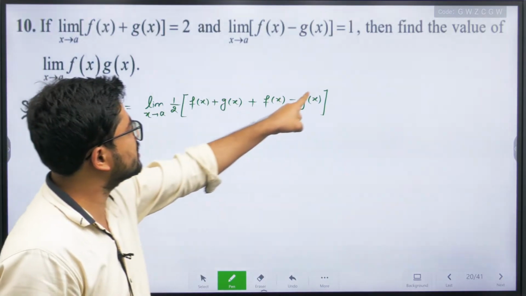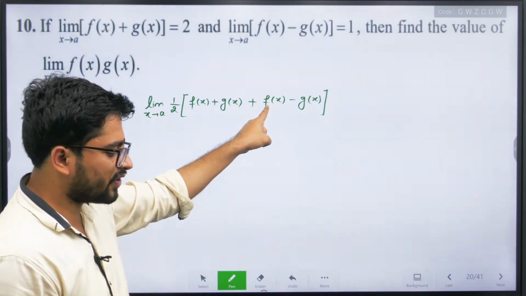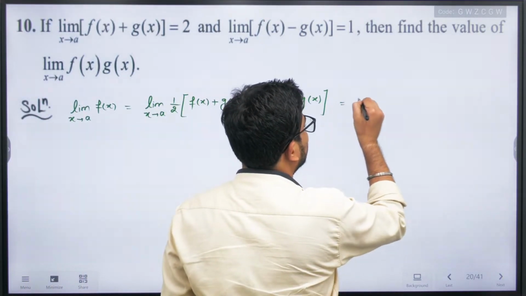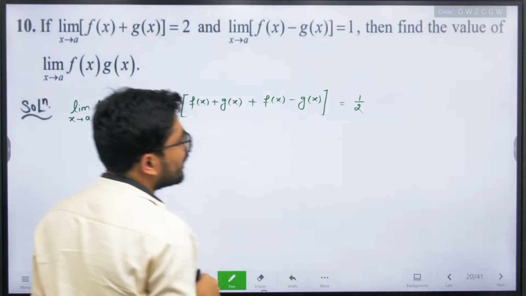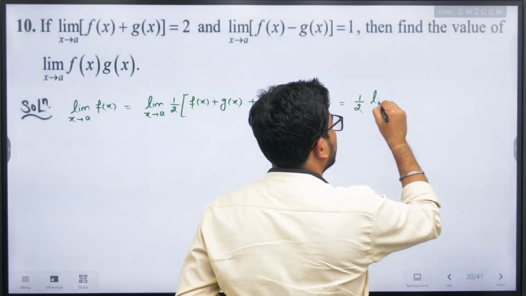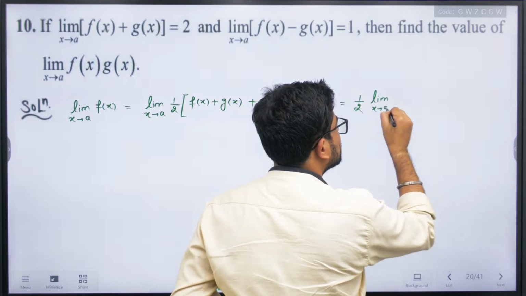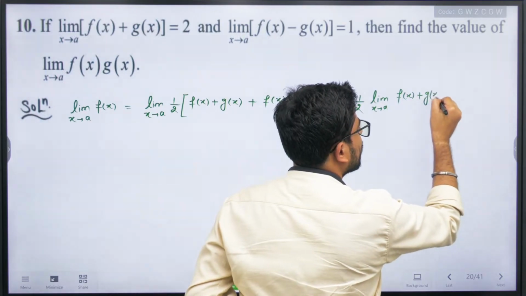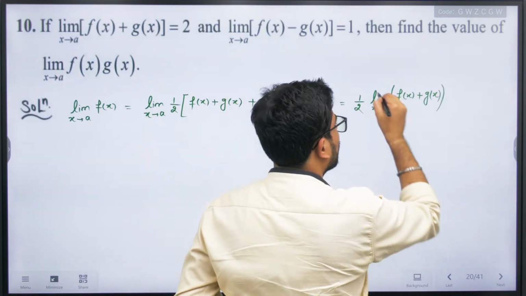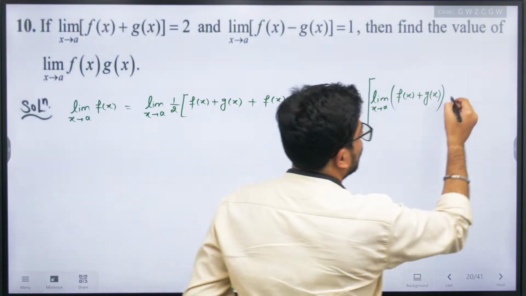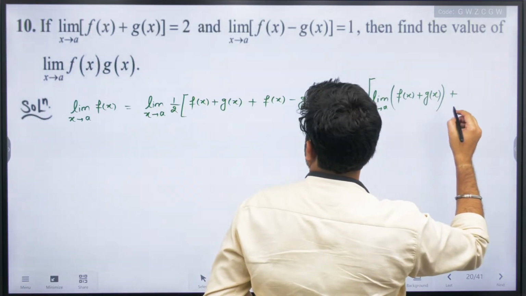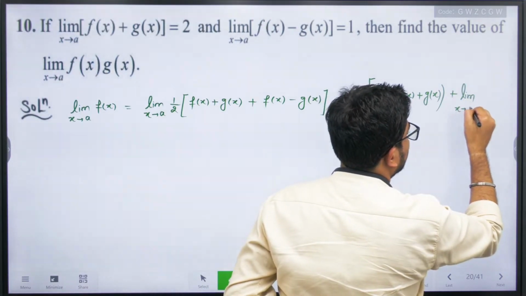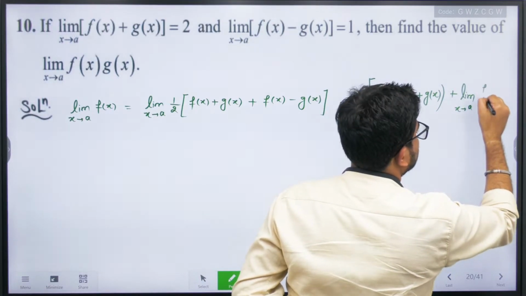Now you can cancel g(x) with g(x). f(x) plus f(x) is 2f(x), so 2 cancels with 2, and this is f(x). And this thing, you can take half common. So this is limit x tends to a of f(x) plus g(x), plus limit x tends to a of f(x) minus g(x).